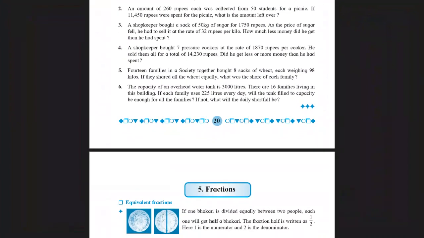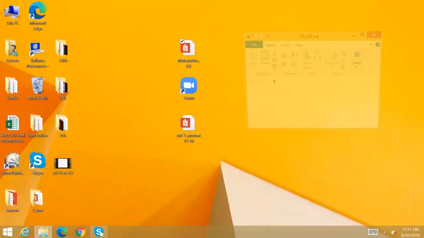Question number 2. An amount of 260 rupees each was collected from 50 students for a picnic. So total number of students who are going for the picnic is how much? 50. How much money was collected from each student? 260 rupees. If 11,450 rupees was spent for the picnic, what is the amount left over? So total, how much money would have been collected for the picnic? 260 into 50. That would be the amount. Now, out of that amount, 11,450 has been spent. What will be the amount left over? The total money collected minus 11,450 would be the amount that would be left over.